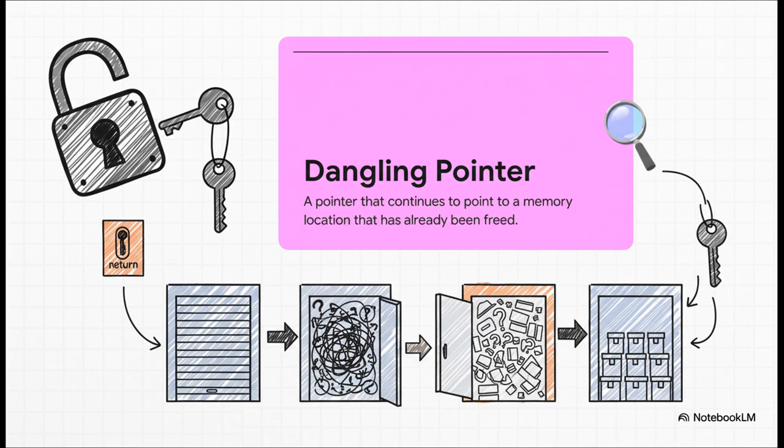A dangling pointer. Oh, man. This one is somehow even more dangerous. This is like you properly returned the key to your storage unit, but you kept a copy for yourself. Then the facility rents that same unit out to someone else. If you then use your old copied key to waltz into that unit, you have no idea what you're going to find. You're probably going to cause some serious chaos. You are accessing memory that doesn't belong to you anymore, and that leads to disaster.